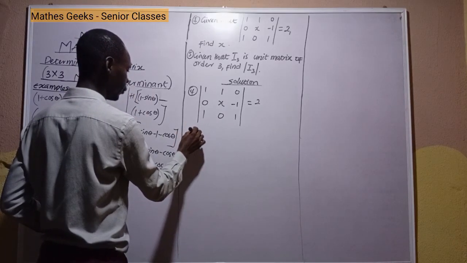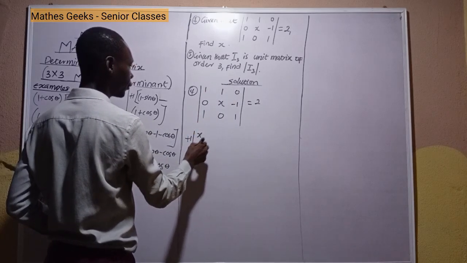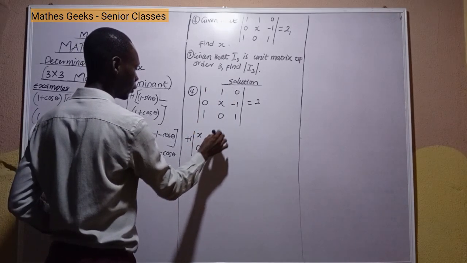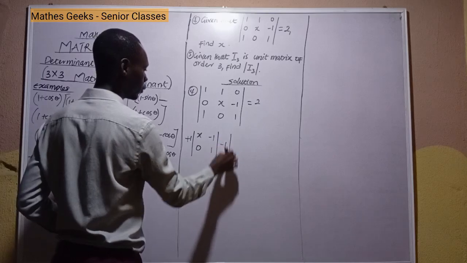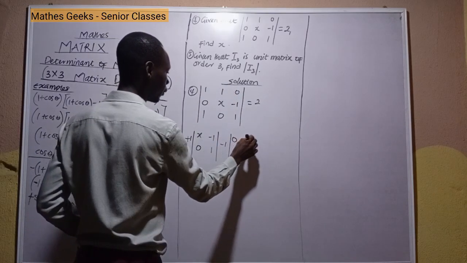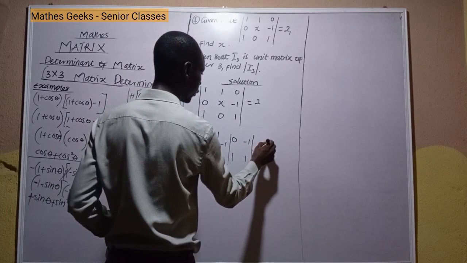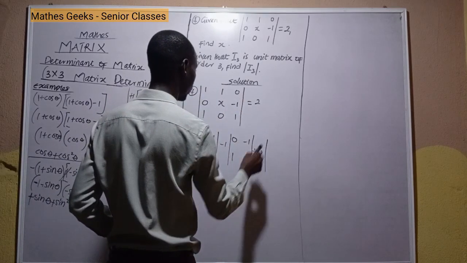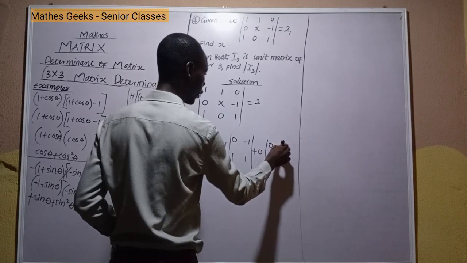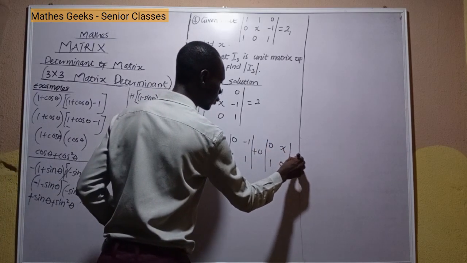Plus 1, first row, first column, times the determinant of [x, 0; -1, 1]. Minus 1, first row, second column, the determinant of [0, 1; -1, 1], and plus 0, first row, third column, the determinant of [0, 1; x, 0], equals 2.